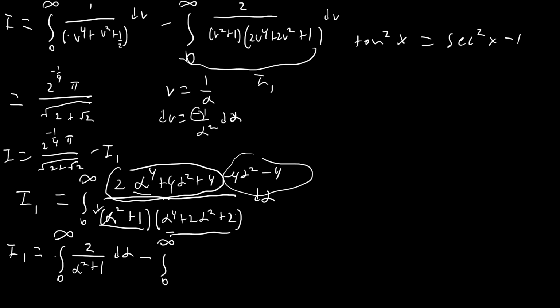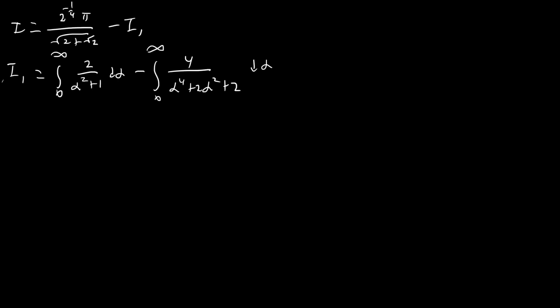Okay, and so we're going to cancel this off, so we're going to be subtracting 4 over the integral of alpha to the 4th plus 2 alpha squared plus 2 d alpha. And let's just go ahead and make some more space. So this first integral on the left is just super easy. It's going to just be equal to pi after using arctangent. And we're going to be subtracting this other integral, which can be solved using our integral formula that we derived in the last video again.